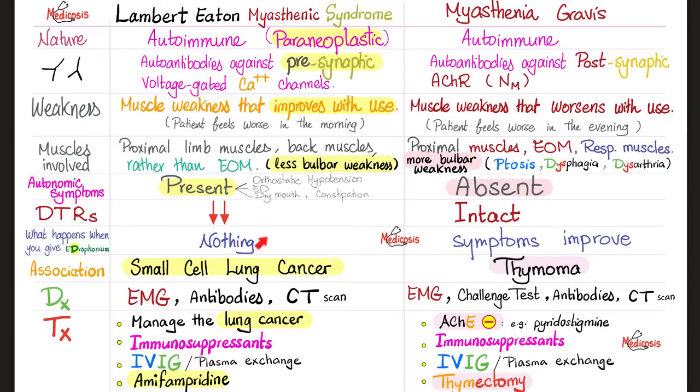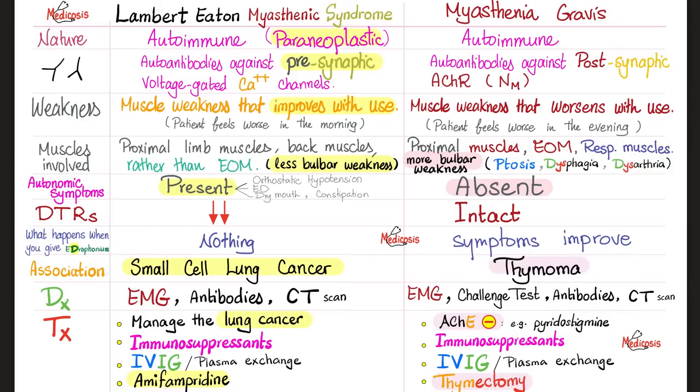Associations. Lambert-Eaton is associated with small cell lung cancer, but myasthenia is associated with thymoma or thymic hyperplasia. How do you diagnose Lambert-Eaton? Electromyography, antibodies in the serum against calcium channels, and CT scan to look for small cell lung cancer. Myasthenia gravis, you do EMG, challenge test with hydrophonium or the ice pack test, look for serum antibodies against acetylcholine receptor, and CT scan of the chest or upper chest to be specific to look for thymoma.